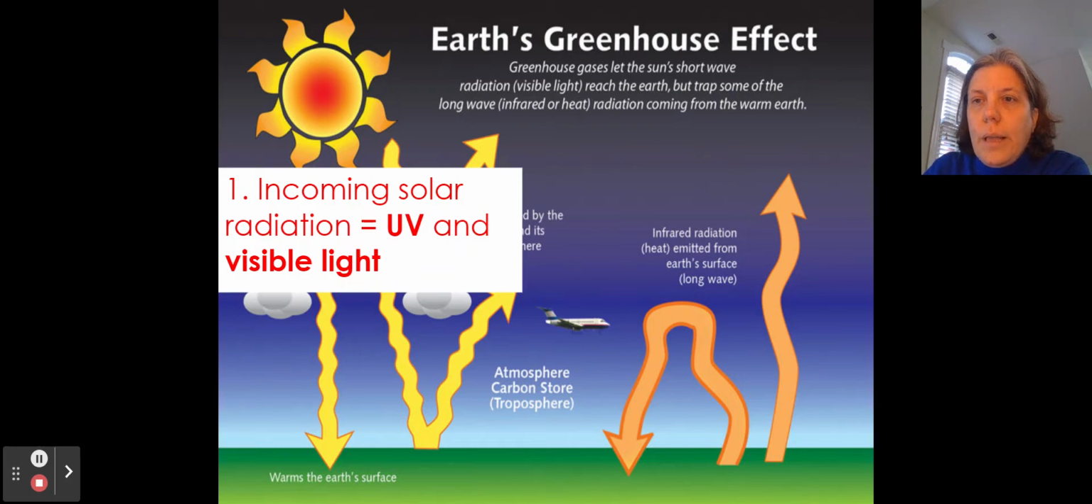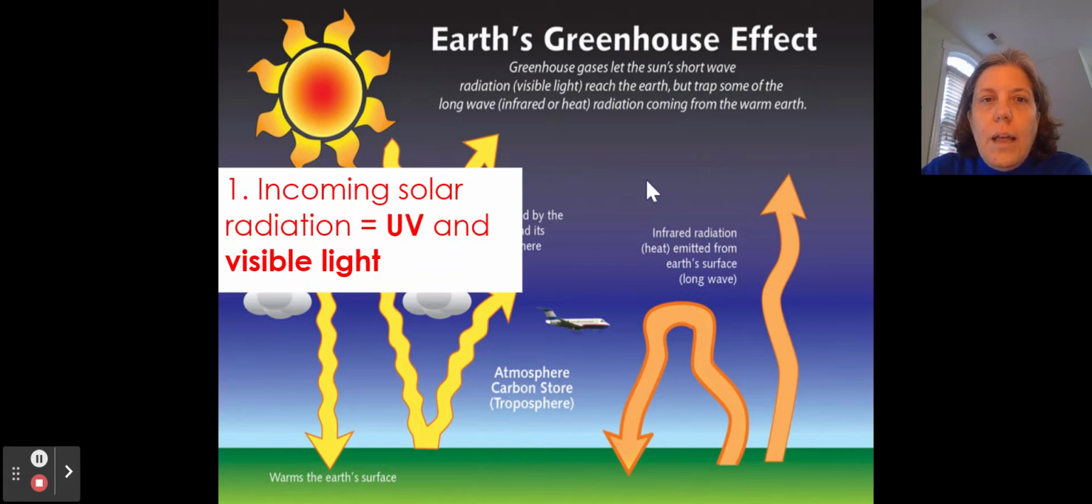Now, what you've got is some blank squares here. And what you need to write down is what happens in each section here. And this is number 1. So what happens first in the greenhouse effect? You have incoming solar radiation, which is made up of UV light and visible light. If you remember the electromagnetic spectrum, there are different wavelengths of different waves all along that, and UV light and visible light are one part of the electromagnetic spectrum. So that comes in from the sun.